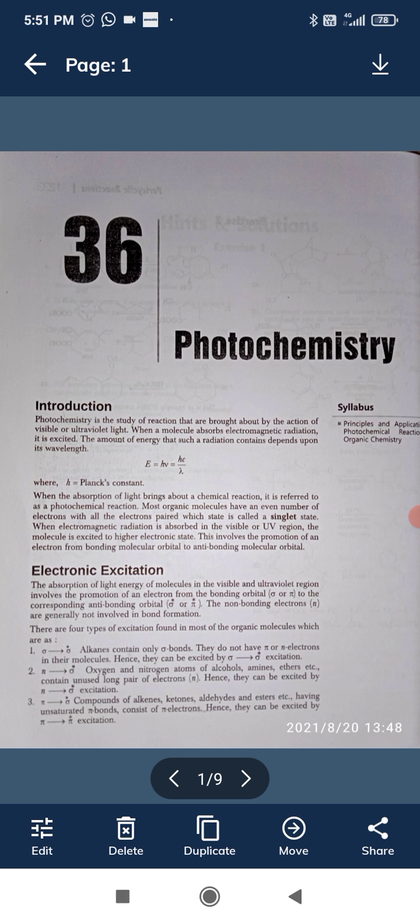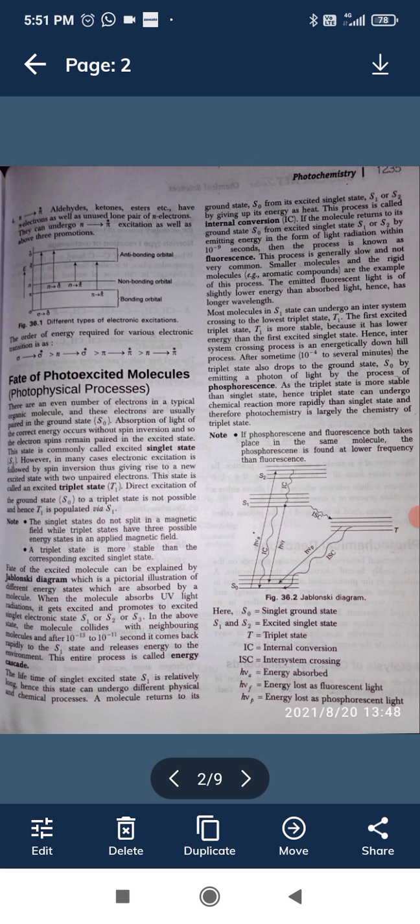That means in compounds, that is our molecules, like alkenes, ketones, aldehydes and esters, excitation of electrons can happen from pi bonding orbital to the pi star antibonding orbital. This is the third type of excitation. So the fourth type of excitation is n to pi star.